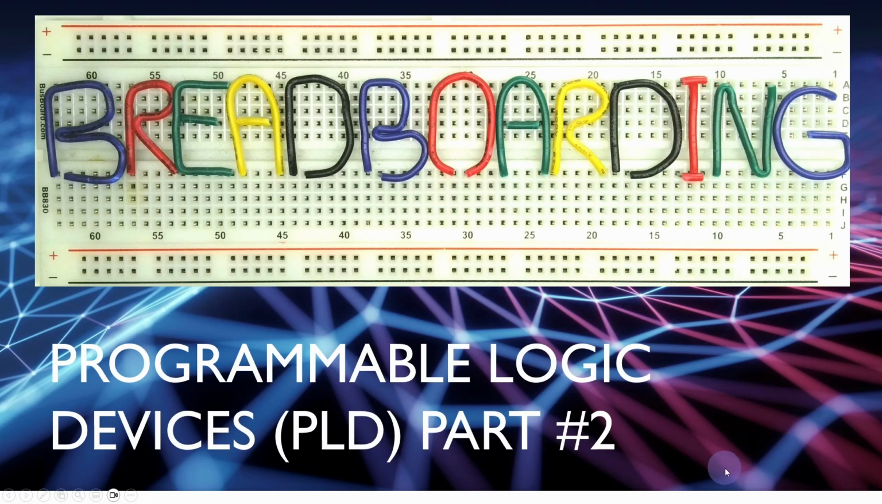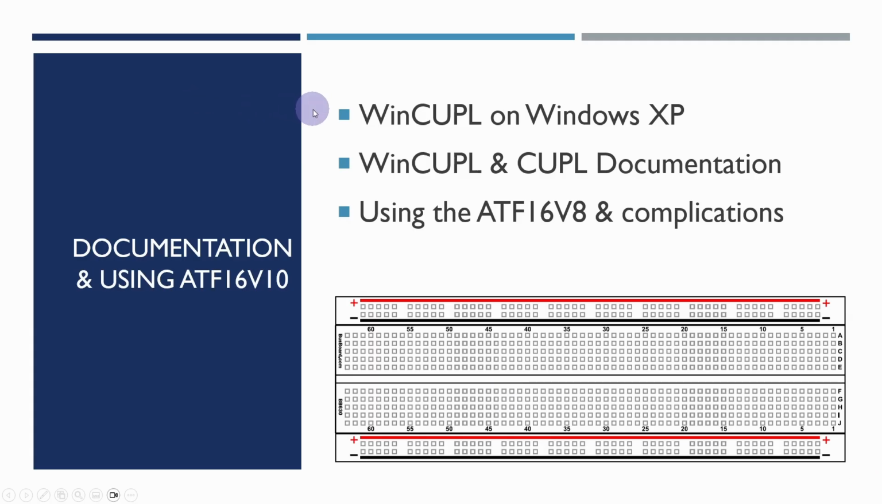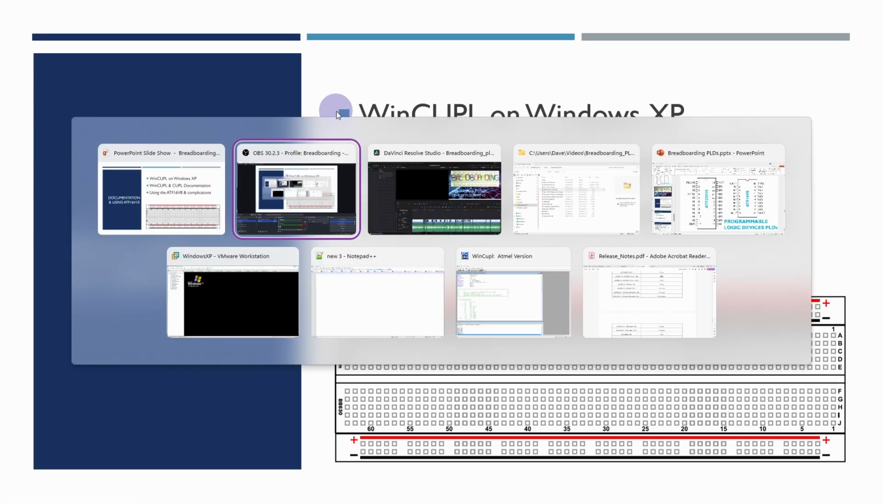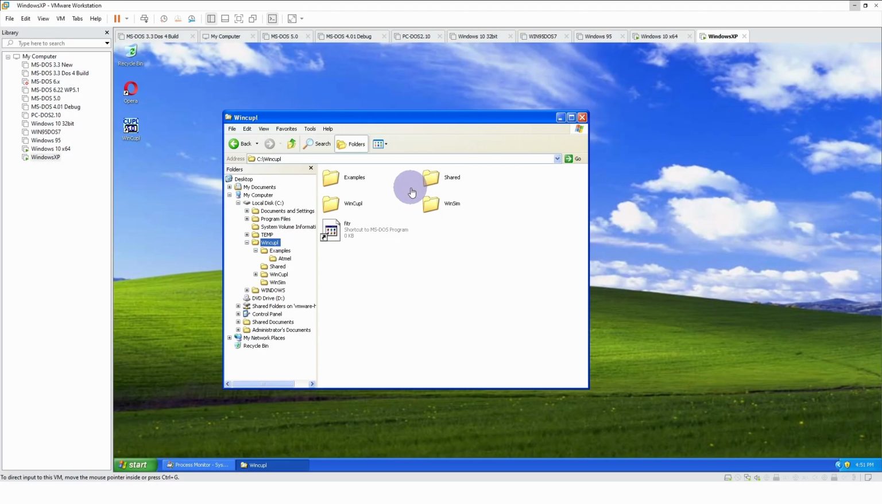So this is the second part of the Programmable Logic Devices mini-series for Breadboarding Labs. And first of all, what I'm going to do is have a look at running WinCUPL on Windows XP. Now I'm running VMware Workstation here. I believe you can now get VMware Workstation for free for private use. And what I've done here is I've installed Service Pack 3 and we've now got WinCUPL here.